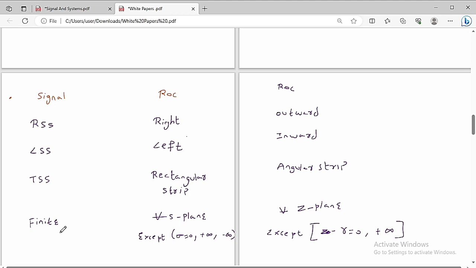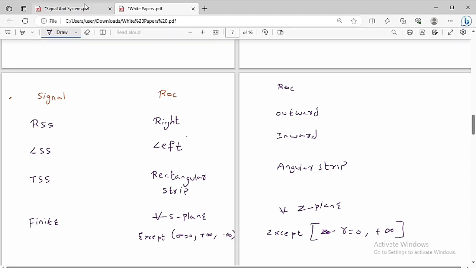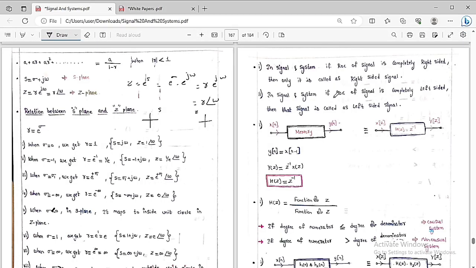Suppose a given signal has a finite duration, then the ROC is all over the S plane except at sigma equal to 0 or plus infinity or minus infinity. Here it is all over the Z plane except at the point circle or infinite circle. So these things you always have to keep in your mind. This is what they have given.